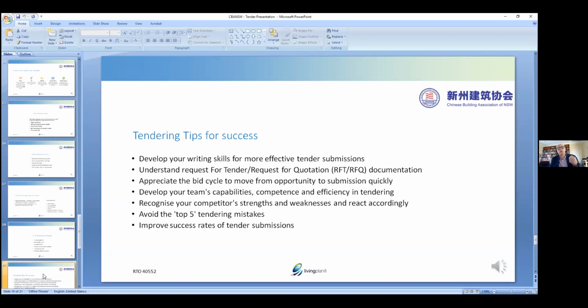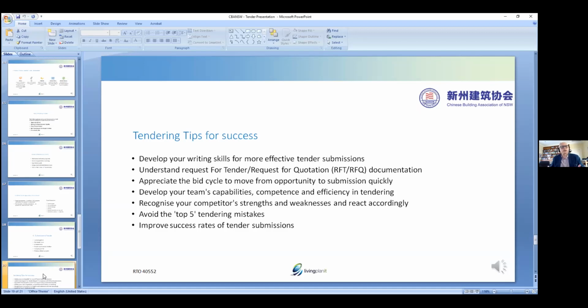Who are your competitors? What are their strengths and weaknesses? Okay, you might be pricing a job and you're pricing against somebody who has very high overheads. So that's their weakness. But at the same time, they have the strength of being a company that might have good marketing, okay? So you look at the company's strengths and weaknesses.